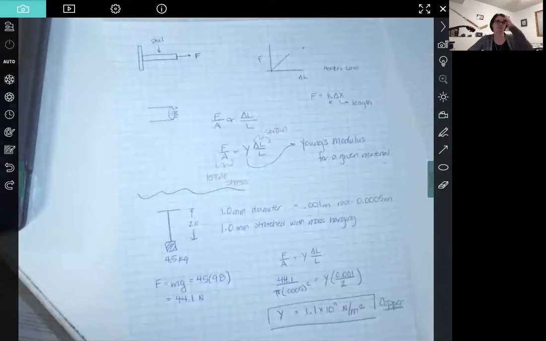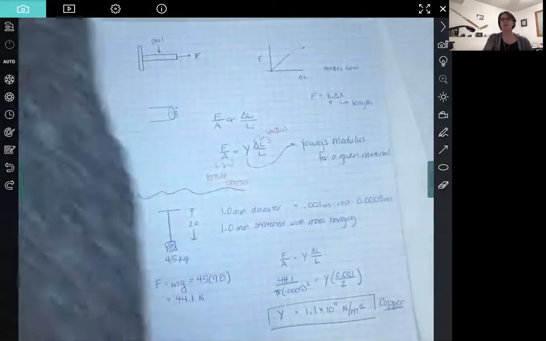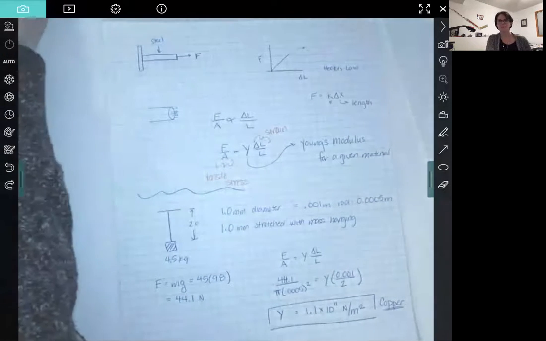Okay, so that's an example of how we apply Young's modulus, a pretty basic introduction to this concept, and we should be set to explore that introductory in your practice problems. All right, good job.